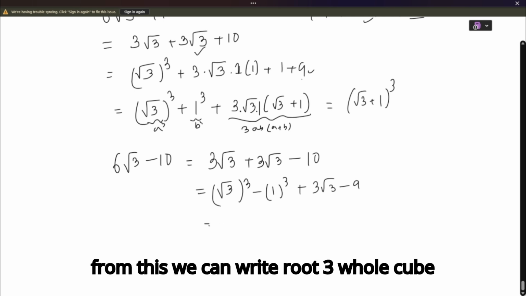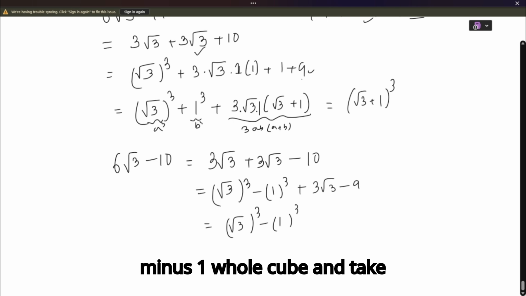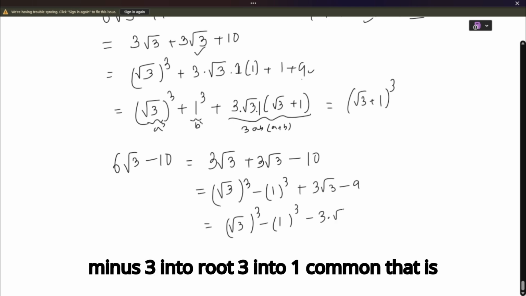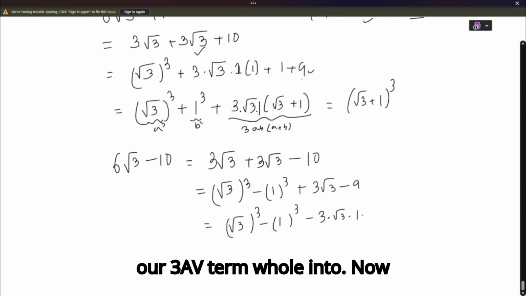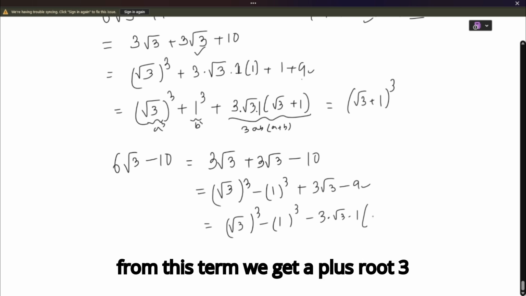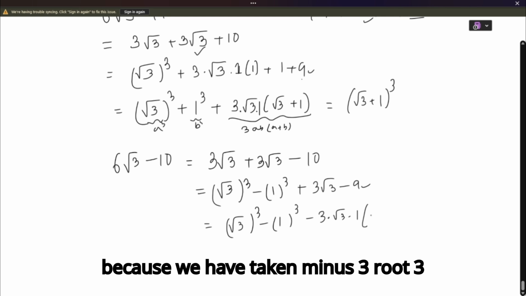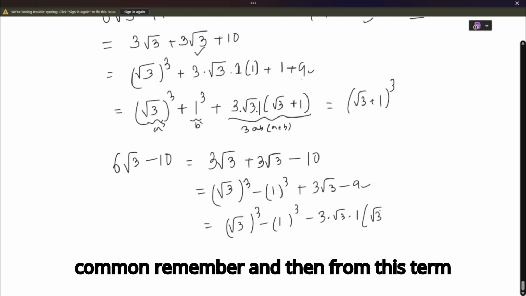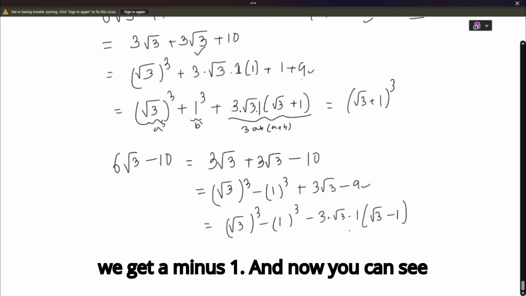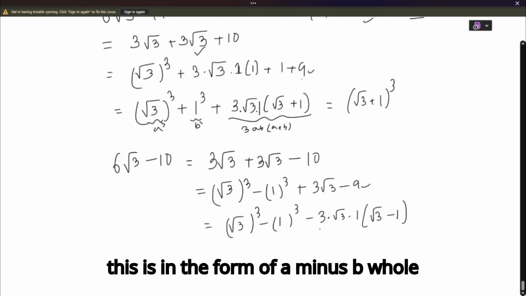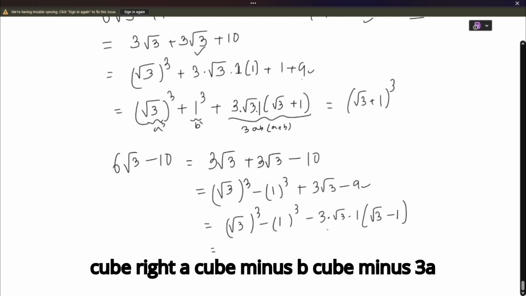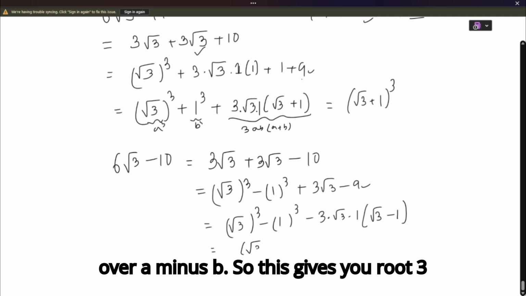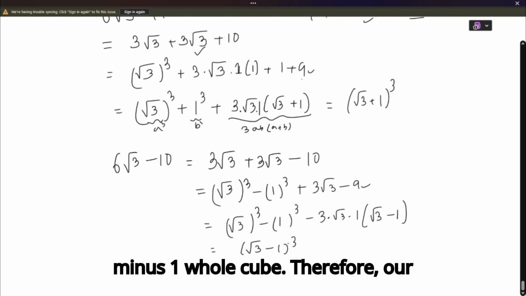Now, from this, we can write root 3 whole cube minus 1 whole cube and take minus 3 into root 3 into 1 common. That is our 3ab term, whole into. Now, from this term, we get root 3 because we have taken minus 3 root 3 common, remember. And then from this term, we get minus 1. And now you can see this is in the form of a minus b whole cube, right? a cube minus b cube minus 3ab whole into a minus b. So this gives you root 3 minus 1 whole cube.